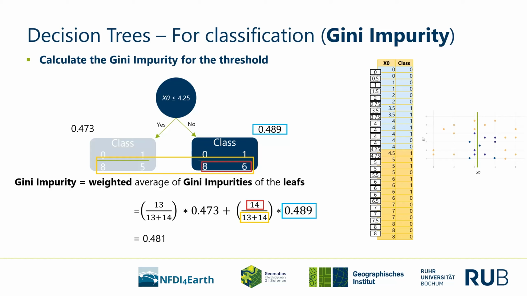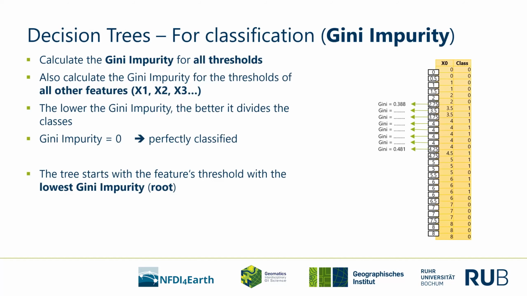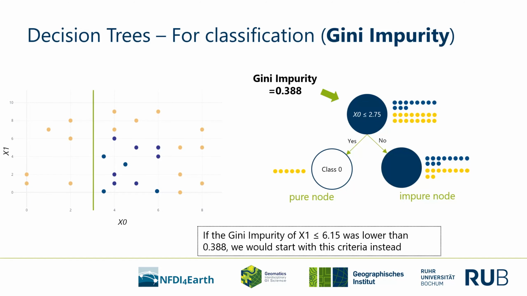Of course, it is not enough to calculate the Gini impurity for just one threshold. We have to repeat these steps for every threshold to be tested, and not only for the feature x0, but for all features we have observed. A decision tree should start with the threshold and feature that has the lowest Gini. Since we only looked at x0 here, the best threshold in this case would be at 2.75. With this threshold, we already achieve a pure node at the beginning. However, if x1 had a lower Gini, we would perform our first split with x1.